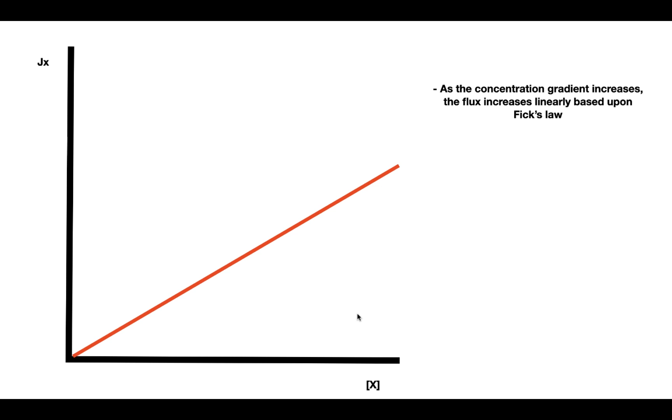based upon Fick's law. So the slope of this graph is going to be the permeability coefficient, and the amount of flux is going to be determined by the concentration gradient. The greater the concentration gradient, the greater the flux. And the greater the permeability coefficient, the greater the slope. So diffusion through pores and gated channels is going to follow this linear relationship described by Fick's law.